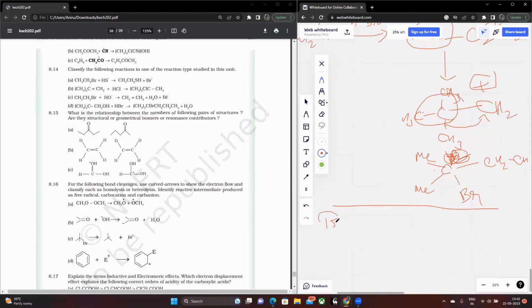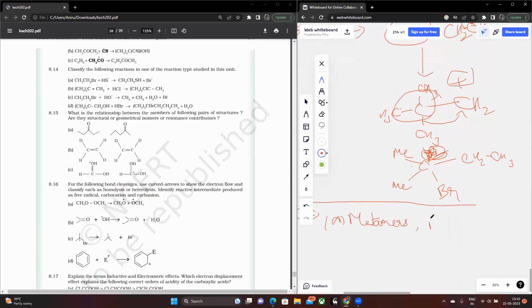Look at question number 15. Right. Relationship between members of the following pairs. This and this are metamers, right? Because on either side of this ketone, the length of the carbon chain differs, right?